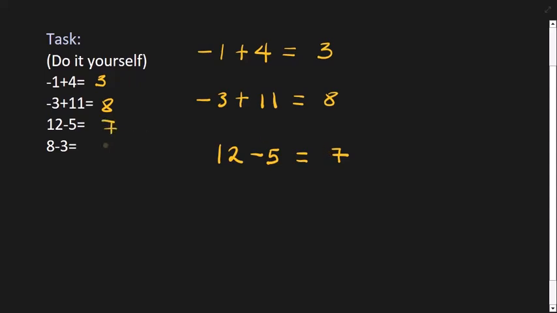The next is 8 minus 3. The sign of 8 is positive and the sign of 3 is negative. This simply means they have different signs. Because they have different signs, we subtract. 8 minus 3 is 5, and a positive 5. So our answer is 5.